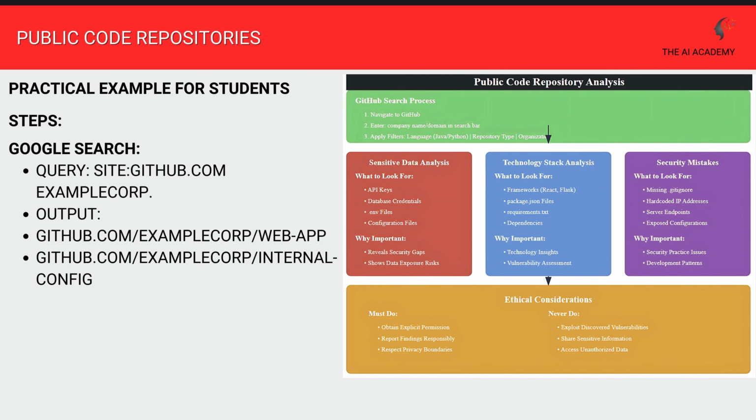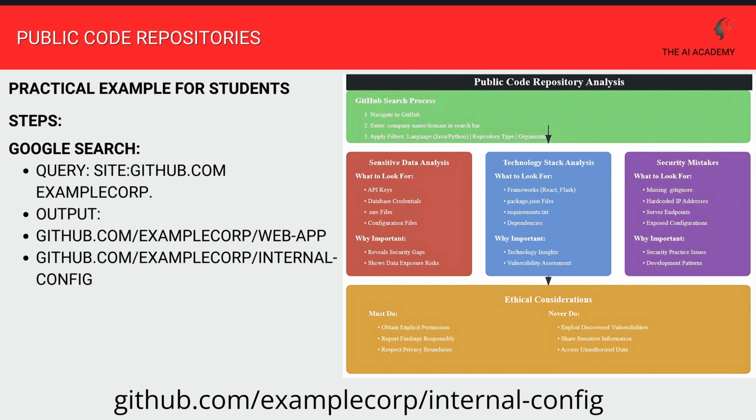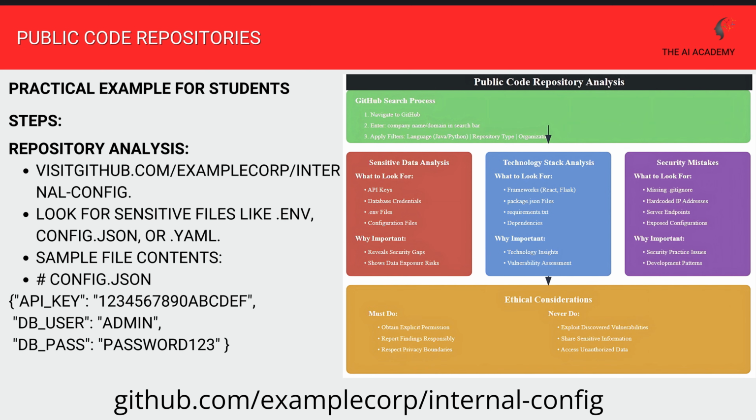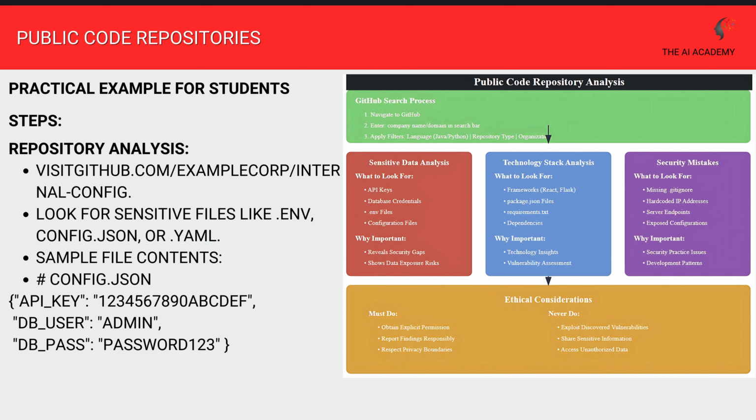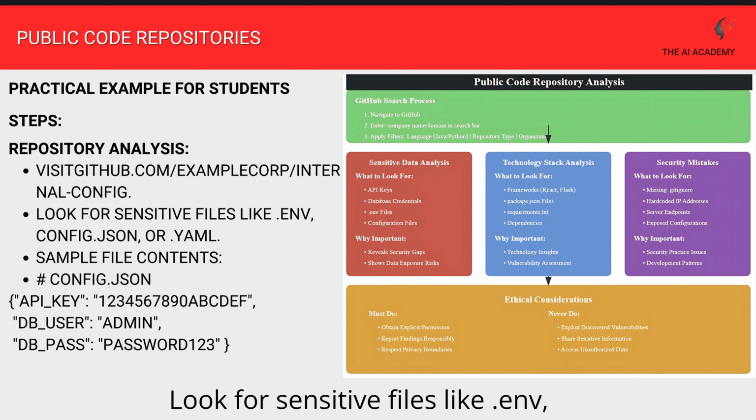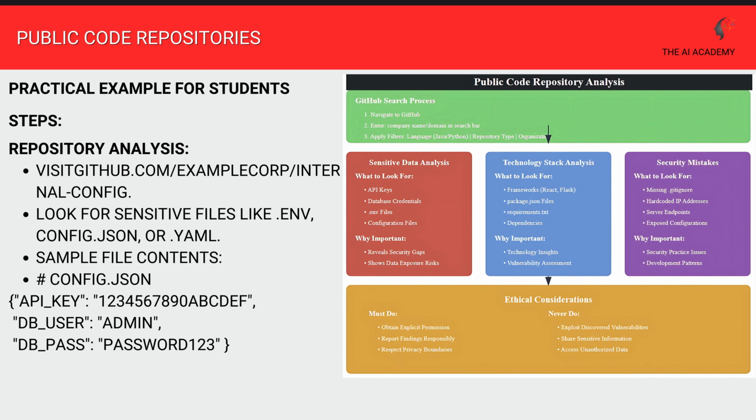github.com/examplecorp/web-app. github.com/examplecorp/internal-config. Visit github.com/examplecorp/internal-config. Look for sensitive files like .env, config.json, or .yaml.